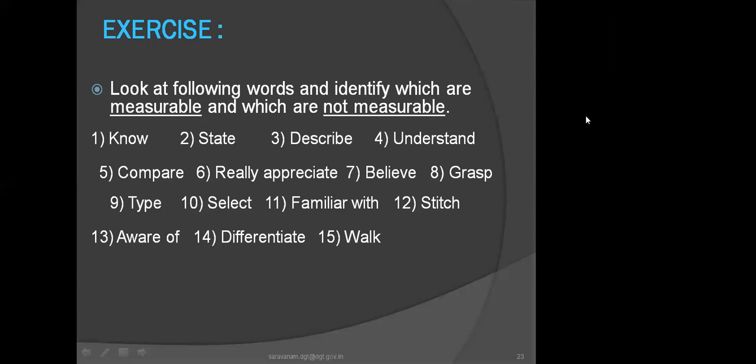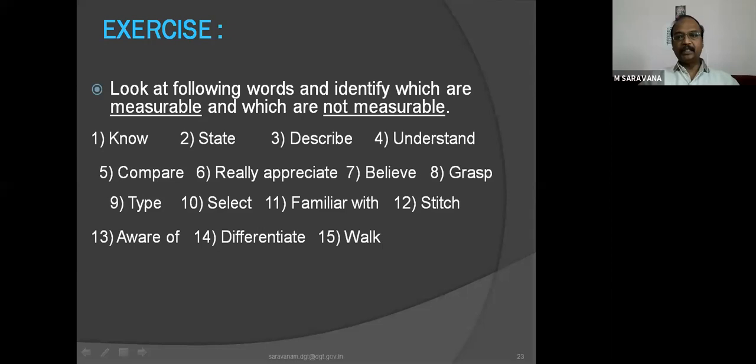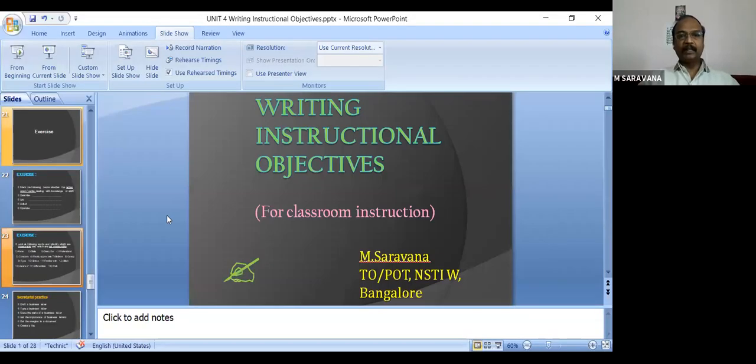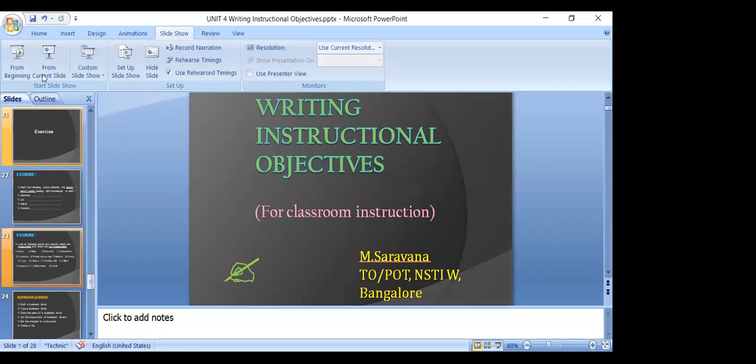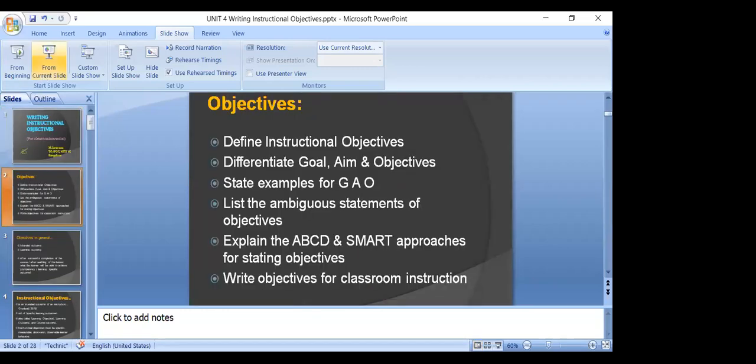And compare. Not measurable. Yes. Hello. Compare is measurable. Understand is not measurable. Yes, madam. Okay, yes, sir. Hello. Compare is measurable. Understand is not measurable.